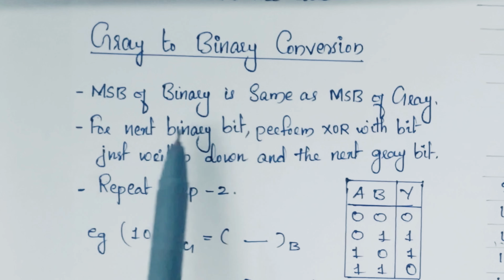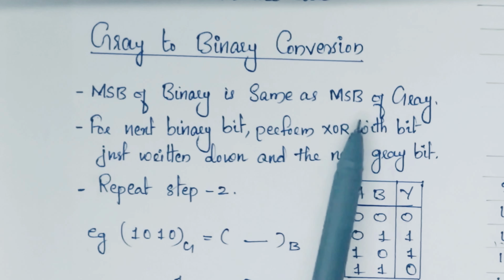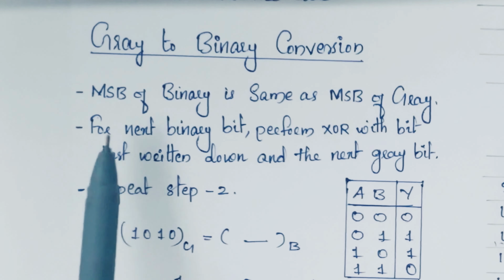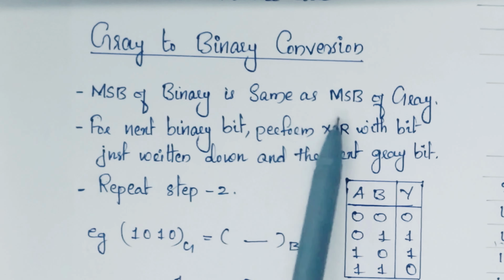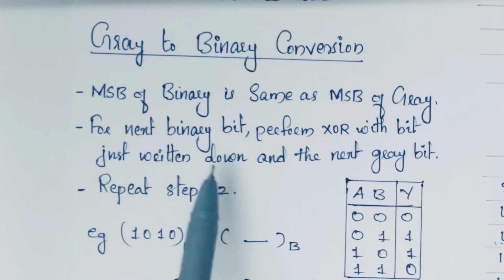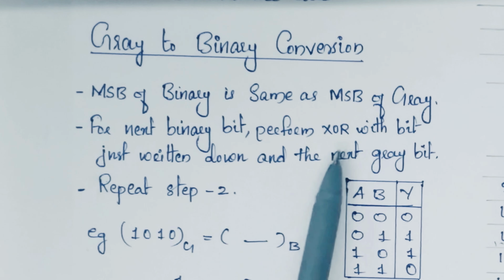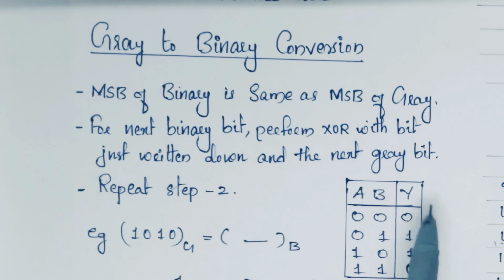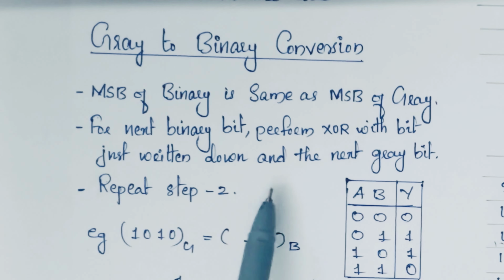Next, we will see how to convert a Gray code to binary code. The first step is to write the MSB of binary the same as the MSB of Gray. In the second step, for getting the next binary bit, we have to perform the XOR operation between the bit just written down and the next Gray bit. Then repeat step 2 until all the Gray bits are converted into the respective binary bits.